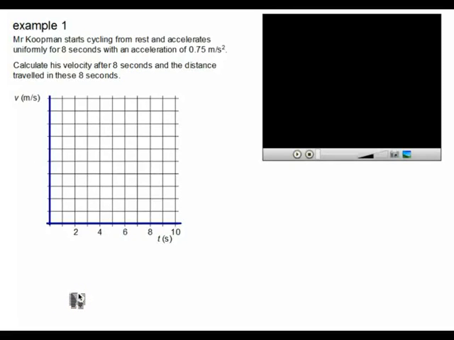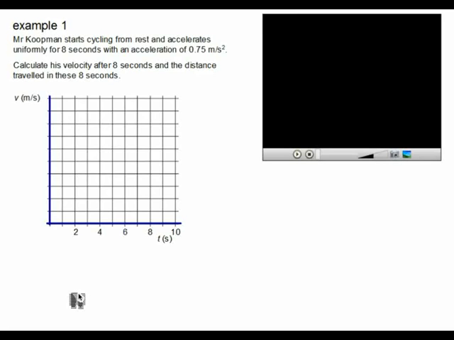Okay, we're going to use this approach for example number 1. In example number 1, Mr. Koopman starts cycling from rest and accelerates uniformly for 8 seconds with an acceleration of 0.75 meters per second squared. We are asked to calculate his velocity after 8 seconds and the distance traveled in these 8 seconds.